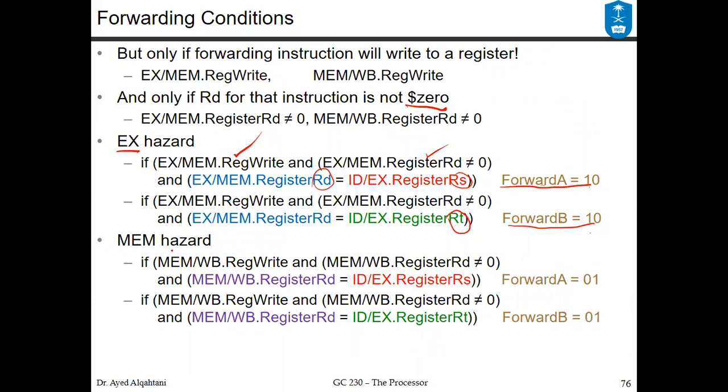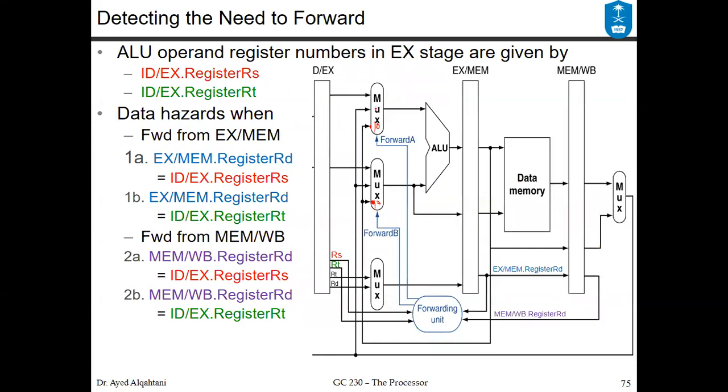Now from the memory, we have the same way. You notice the similarity. The only difference is that now we are checking the other pipeline register, indicating that we are forwarding from the memory to the ALU. Also, you have a different combination of the inputs of the multiplexers, because now we have 1 0 here and 1 0 here.